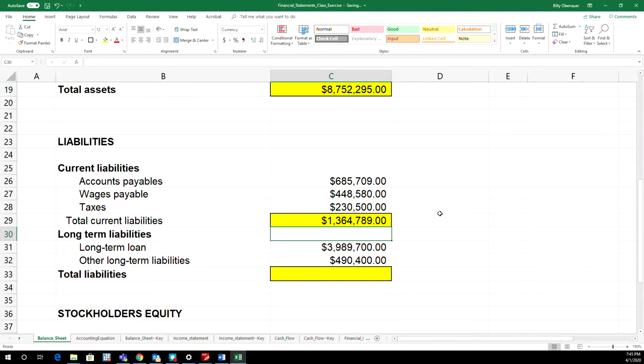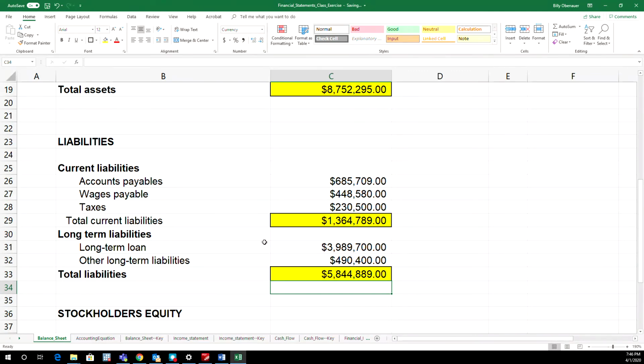Okay, then we've got our long-term liabilities here. We've got some liabilities on a long-term loan that are almost $4 million and just about $500,000 in other long-term liabilities. So to get our total liabilities, we're going to add our current liabilities to the two different boxes that we have under long-term liabilities. And that shows us that we have $5,844,889 in total liabilities. As you would figure, our total liabilities are considerably less than our total assets.